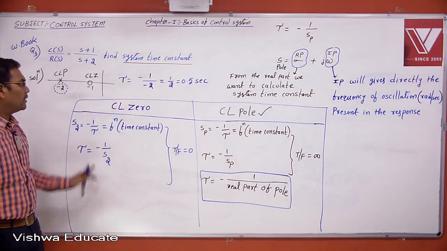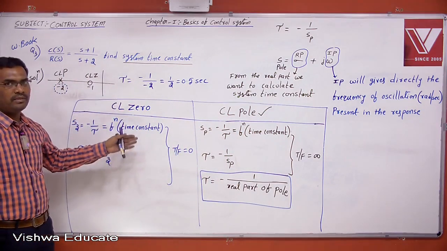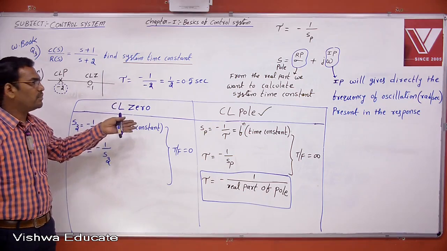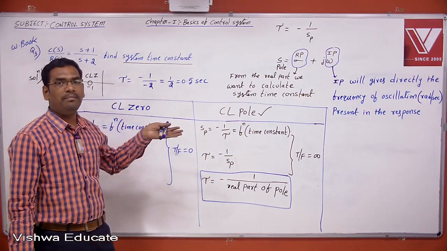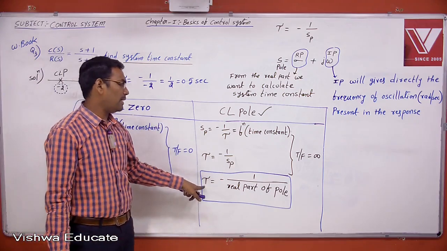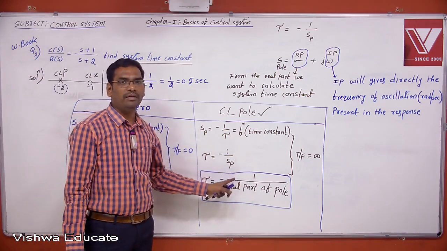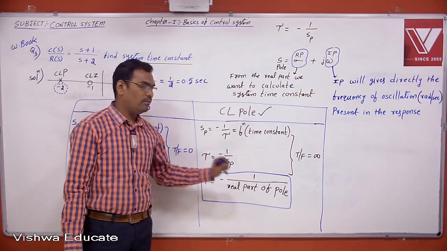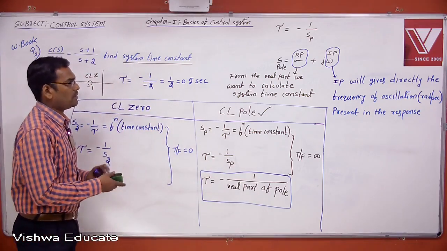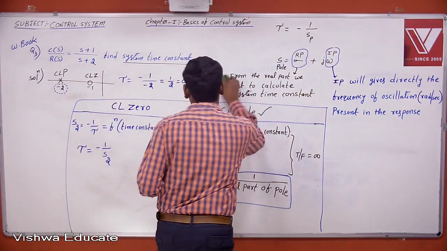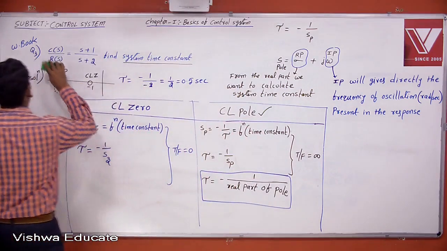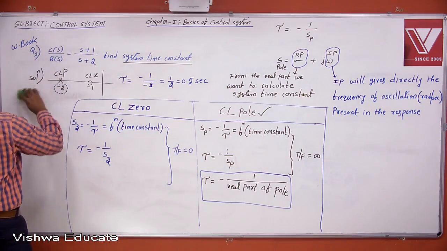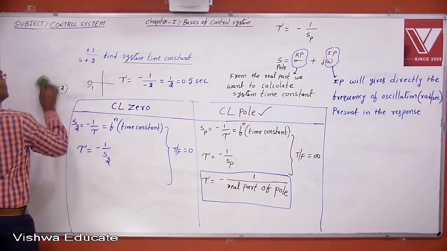Now see here. This is a very good concept which is useful throughout our subject. One of the system parameters is the system time constant, which is the negative of the reciprocal of the real part of the pole. Now this is question number 3 and this is the solution in our workbook.